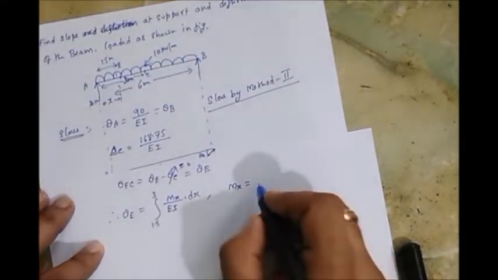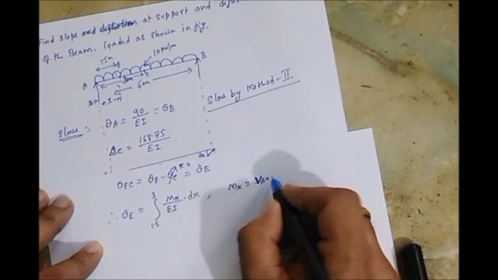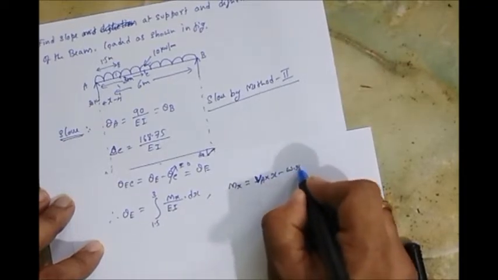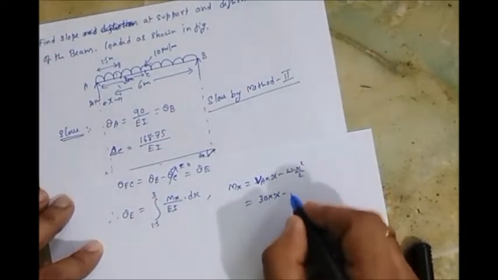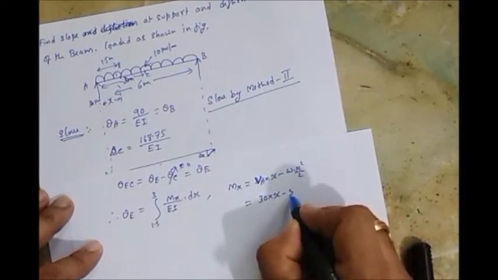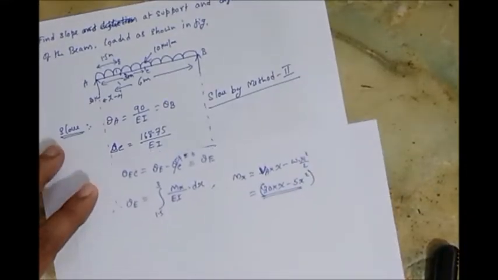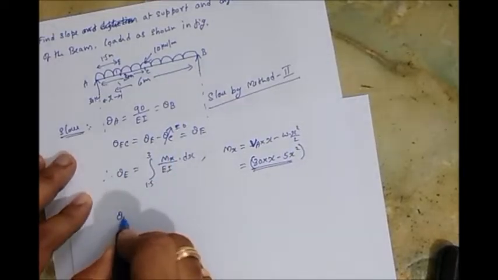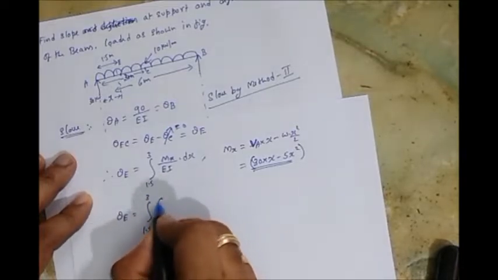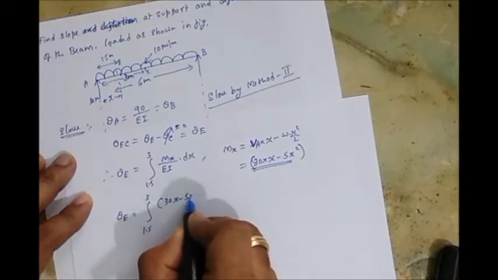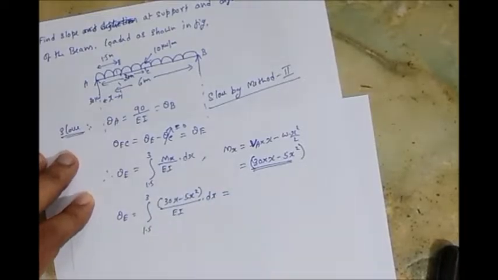The bending moment at any distance x is VA into x minus W into x square by 2. What is VA here? VA is 30, so 30 into x minus W, where W is 10. 10 by 2 is 5, so I'll write 5x square. This is the Mx value. Now substitute the same thing over here. Theta E is equal to the integration from 1.5 to 3 of 30x minus 5x square divided by EI into dx. Now use integration and solve for this.